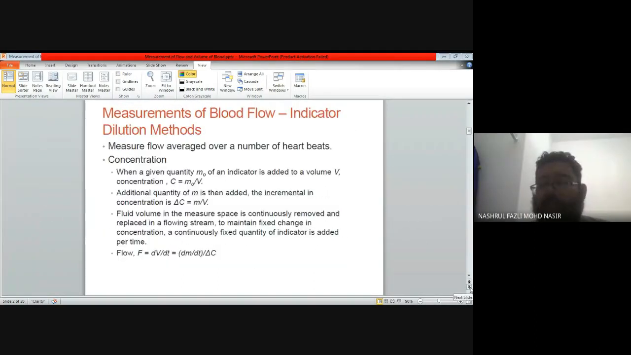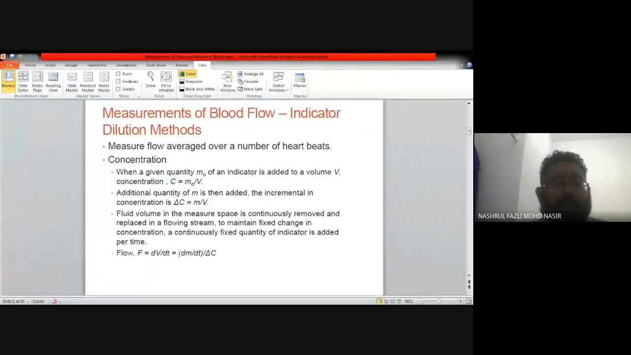So there are a few ways of doing your blood flow measurement. We want to measure the flow averaged over a number of heartbeats. So this is one of the methods. In this lecture notes, we have a few formulas. I hope you can remember.